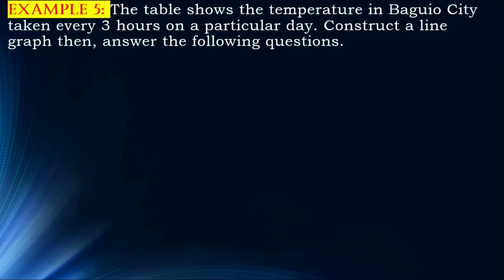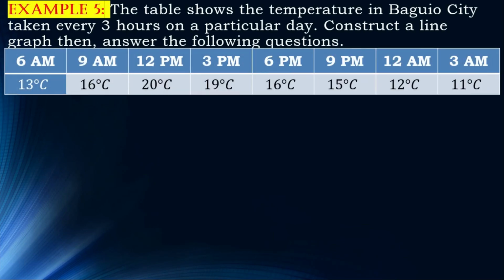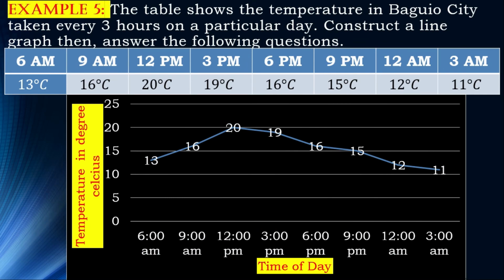Next, example 5, the table shows the temperature in Baguio City taken every 3 hours on a particular day. Construct a line graph, then answer the following questions. So, line graph din yung gagawin natin. Specifically, it's ogive since very specific yung ating time. It's 6 a.m., 9 a.m., 12 p.m., ayan, 3 p.m.